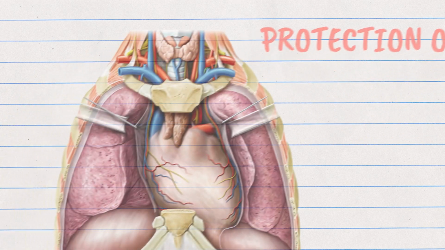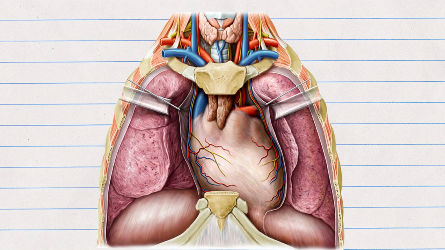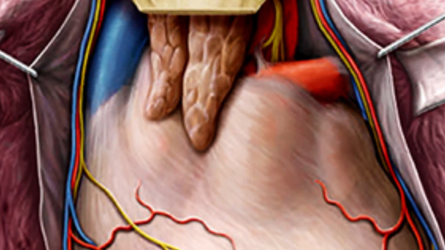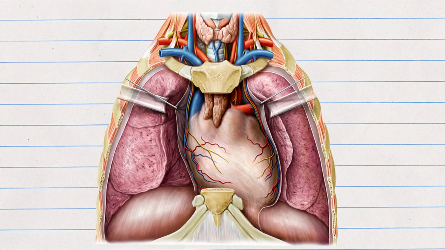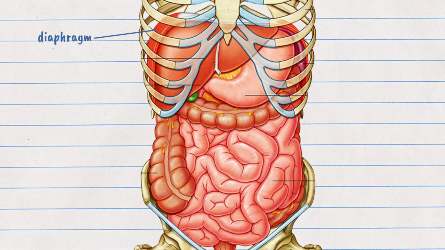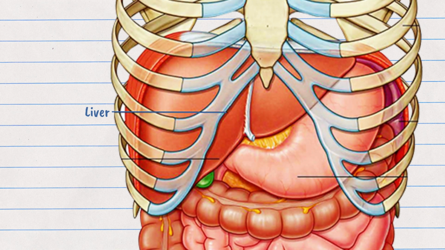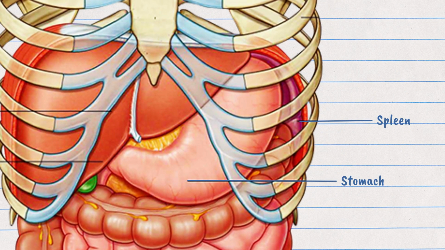2. Protection of vital organs. A key function of the thorax is the protection of critical organs. It shields the heart, lungs, and major blood vessels, safeguarding them from external forces. The diaphragm's domed structure extends this protection to some abdominal organs as well. The liver, for example, resides beneath the right dome, while the stomach and spleen lie beneath the left.